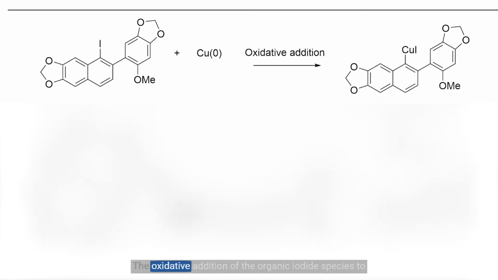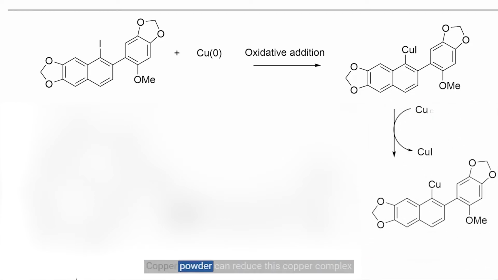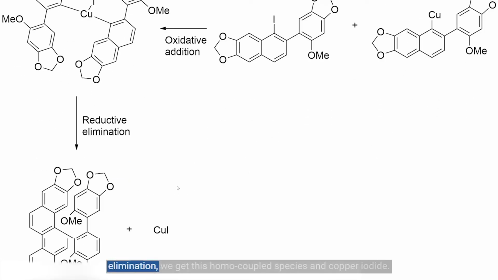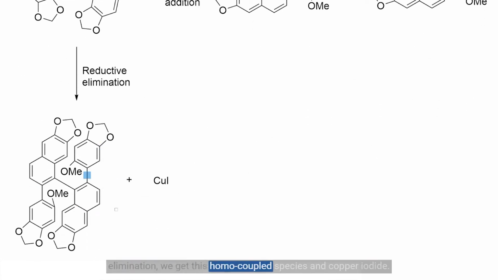The oxidative addition of the organic iodide species to the copper results in this copper-2 species being formed. Copper powder can reduce this copper complex, while itself becoming oxidized into copper iodide. Now, taking a molecule of the initial organic iodide species, if we do another oxidative addition, we get a complex where following reductive elimination, we get this homocoupled species and copper iodide.